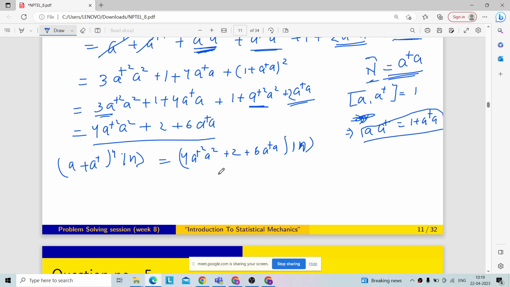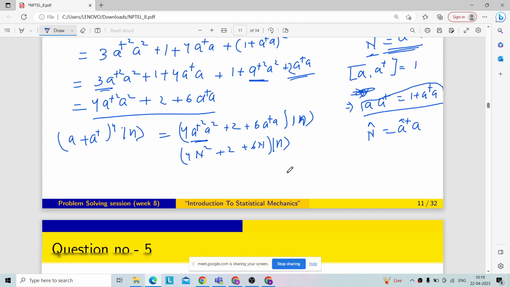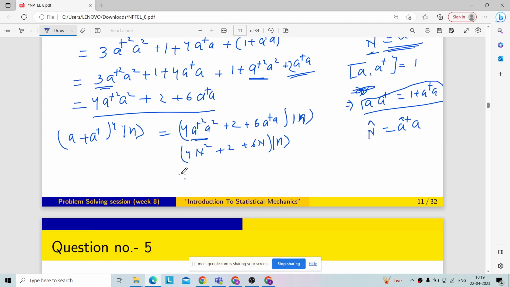So the idea is like this. Okay, so you know n is the number operator, a dagger a, right? So I can simply take it as 4 n square plus 2 plus 6 n. Okay, so this will operate on state n, right? So this will give me 4 n square plus 2 plus 6n. This is the eigenvalue, right?